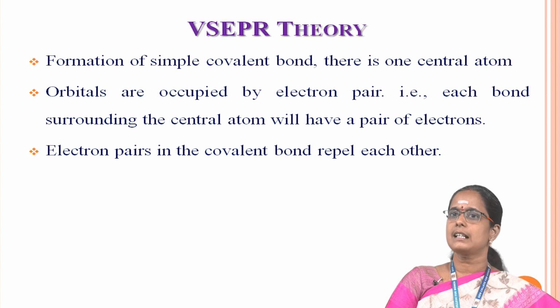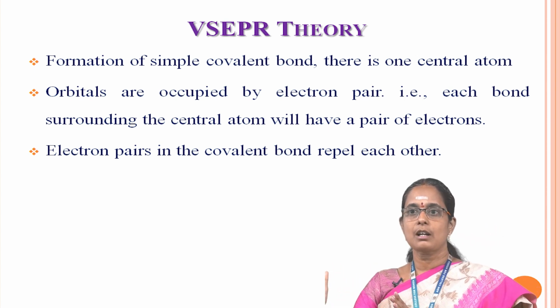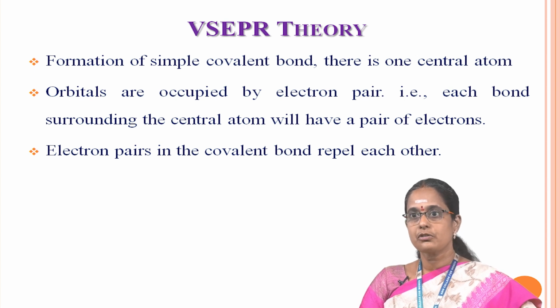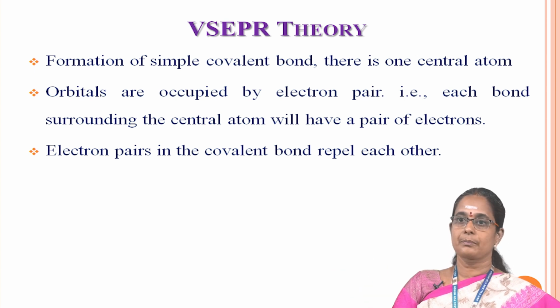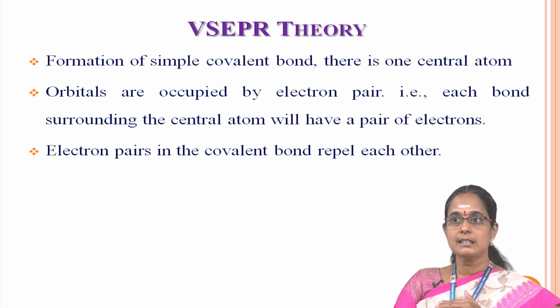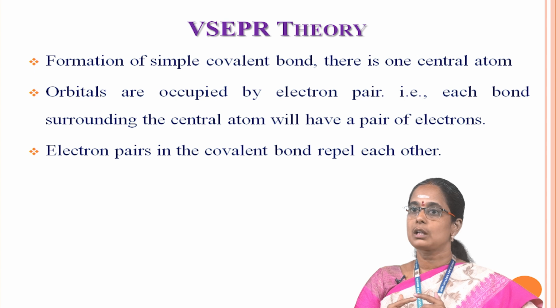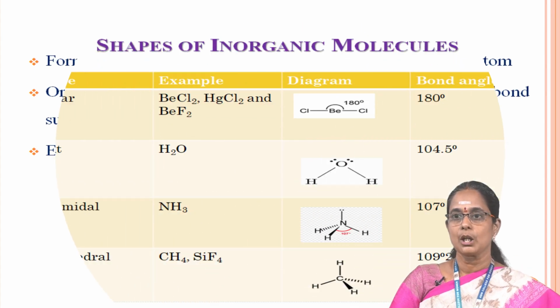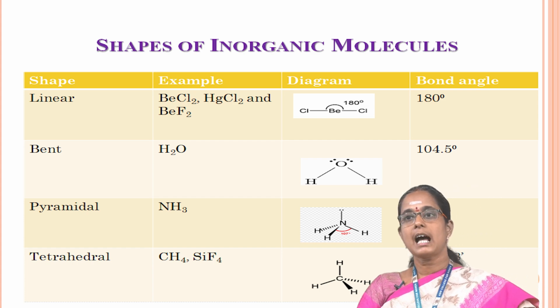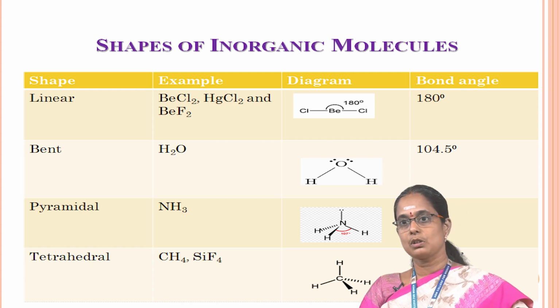This VSEPR theory applies not only to the orbitals containing shared pairs of electrons, but also to the orbitals containing lone pairs of electrons. This arrangement of orbitals in space minimizes the force of repulsion between them. The molecule therefore has minimum energy and maximum stability. Using this theory, we can determine the shapes of simple inorganic molecules.